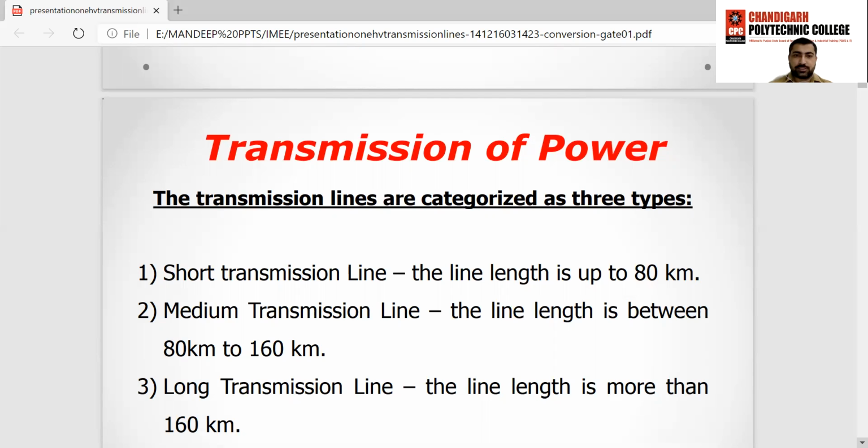First, short transmission line. The line length is up to 80 km. The transmission line installed in the range up to 80 km is called short transmission line. The second one is medium transmission line. The line length is between 80 km to 160 km. The third one is long transmission line. The line length is more than 160 km. Means these all are categorized according to the length of the conductor.